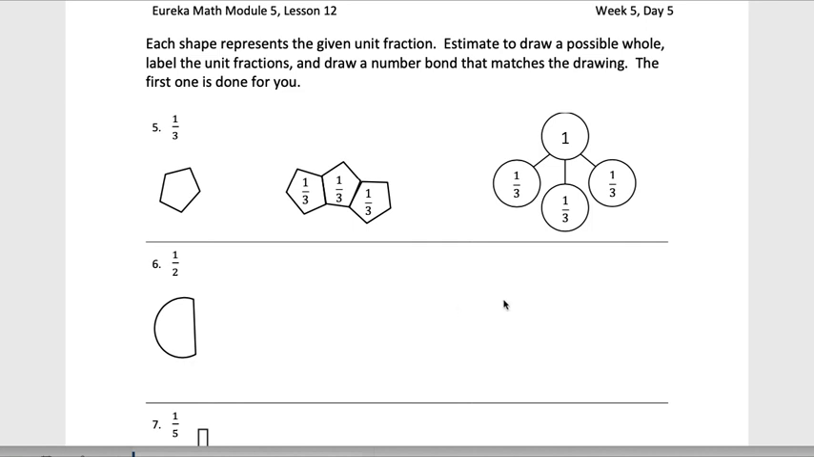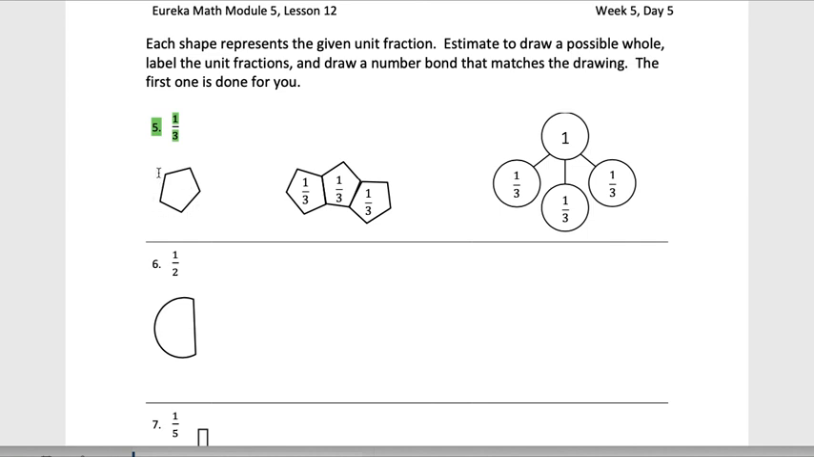All right, so then you can see different ways that they have drawn these different figures. And you are going to, once again, draw a possible whole, label the unit fractions, and then draw a number bond that matches the drawing. I really want you guys to pay attention to number 5. This is a great sample. They showed us the picture of what it represented.